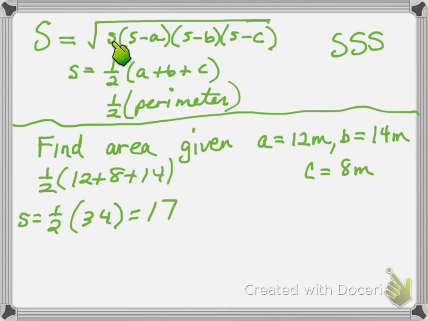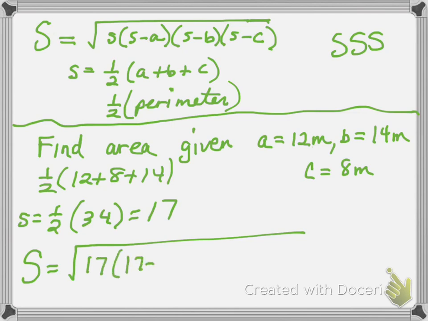So now when I go back into this formula, every lowercase s I see, I want to put a 17 there. So capital S is the square root of 17 times 17 minus 12 times 17 minus 14 times 17 minus 8. So all you simply do is take that semi-perimeter, put it here, and then in each of these spots, your 3 side lengths go here. Again, order would not matter. So 17 minus 12, 17 minus 14, 17 minus 8, and then all of that times 17, and then square root it.